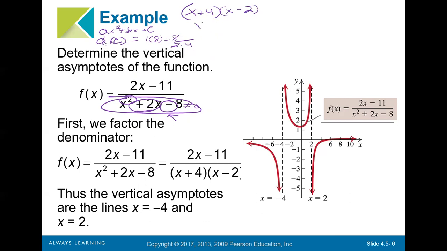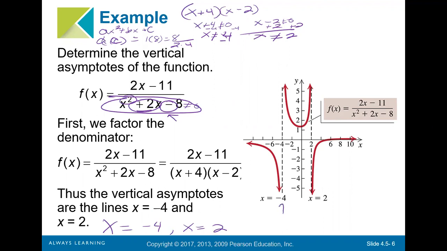Let's set each one of these not equal to 0 and solve. Subtract the 4 from both sides. So x cannot equal 4. And then over here, solve. x cannot equal positive 2. So it's a negative 4. My apologies, guys. So it cannot equal that. So my vertical asymptotes are going to be where x is negative 4 and x is positive 2.